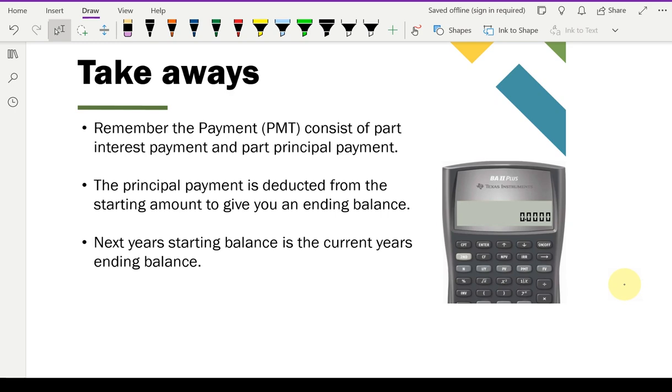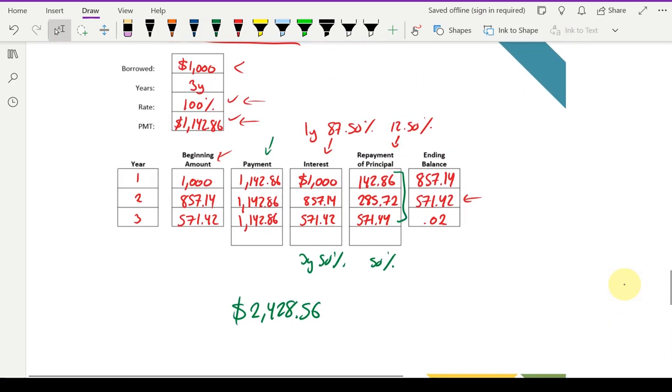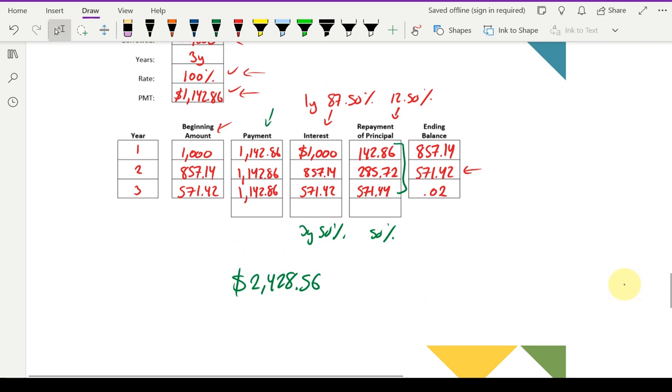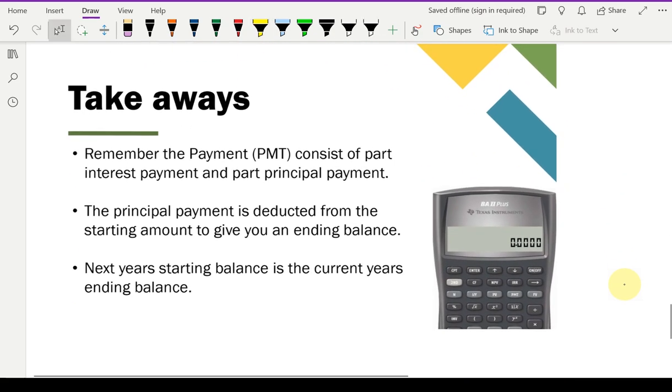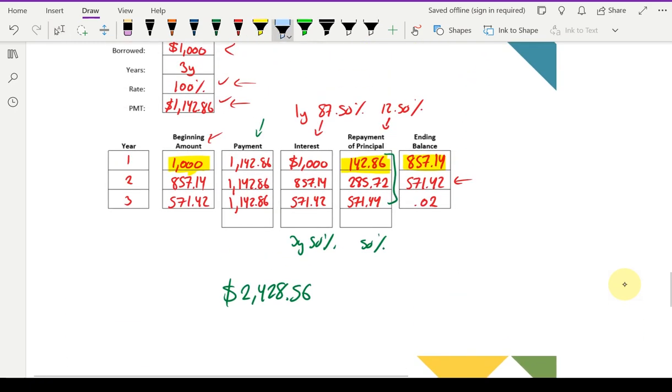A few takeaways. Remember that the payments consist of part interest payment and part principal payment. The principal payment is deducted from the starting amount to give you the ending balance. So what that's saying is, to get the ending balance, we deduct the principal payment from the beginning amount. And next year's starting balance is the current year's ending balance. So that's just here. The ending balance is next year's beginning balance.